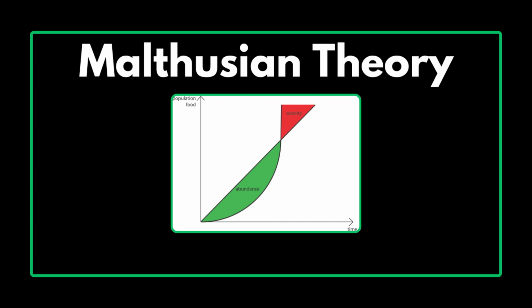Some modern economists and environmentalists argue that population growth, combined with unsustainable consumption patterns, could still lead to resource shortages and environmental crises. The Malthusian theory remains an important concept in economics and population studies because it highlights the relationship between population growth and resource availability. It also serves as a reminder of the importance of technological innovation and sustainable development in addressing global challenges.